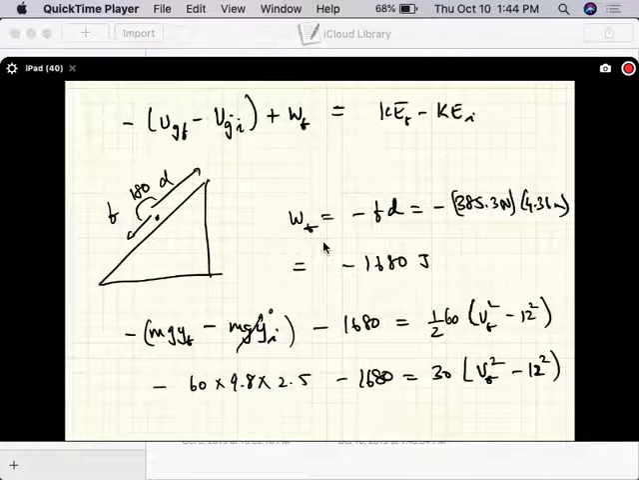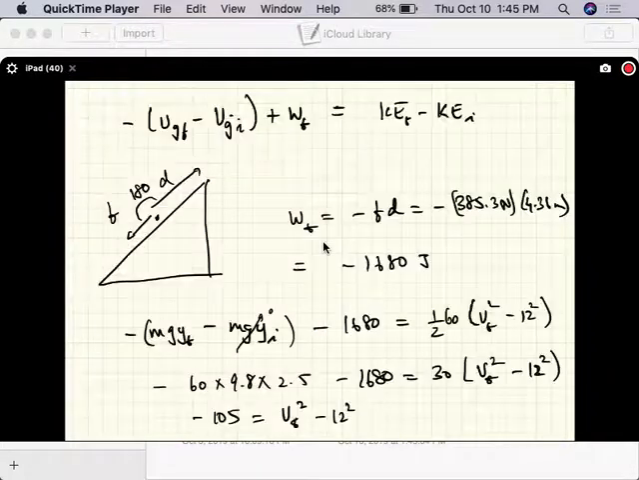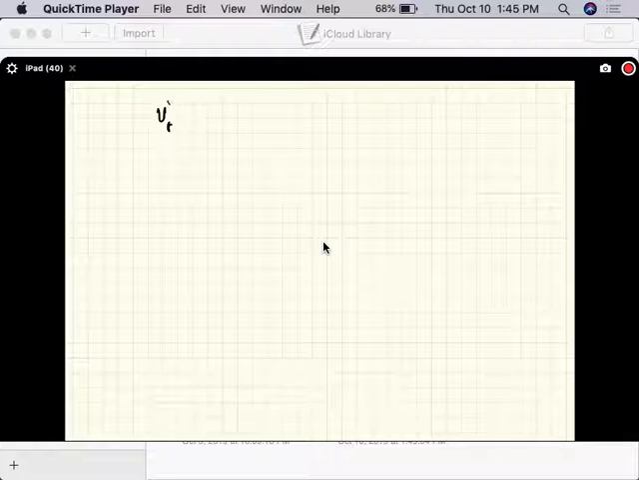Okay, so let me work this out. And so v final squared is 144 minus 105, that's 3439.